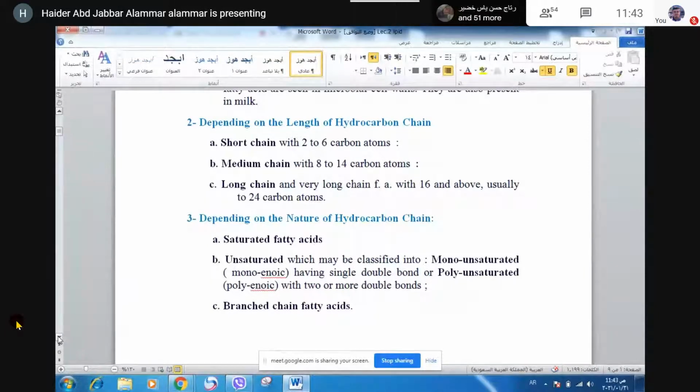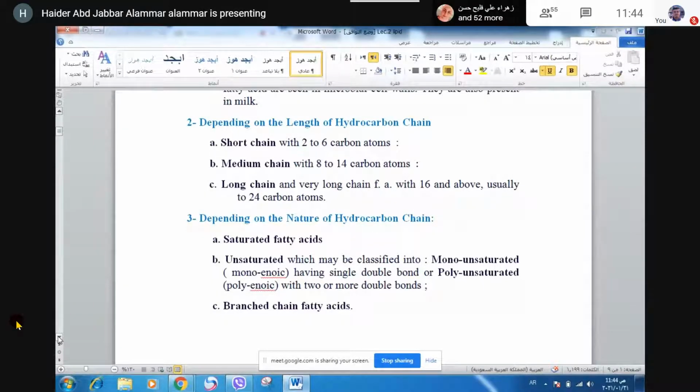The last classification depends on the nature of the hydrocarbon chain of the fatty acid. As we said at the start of this lecture, the saturated fatty acid has closely packed carbon atoms, one after the other in a compressed way, therefore it is called saturated fatty acid, and there is no double bond and fewer branches, if we make a comparison between saturated and unsaturated fatty acid.